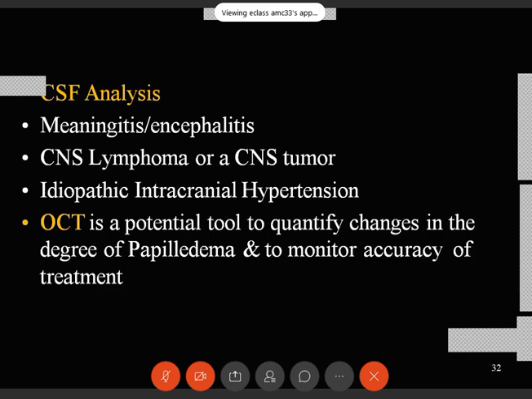OCT is a potential tool to quantify changes in the degree of papilledema and to monitor accuracy. OCT is a must to know the stages of papilledema, whether it is advanced or has become atrophic. OCT is a must to monitor the accuracy of the treatment.